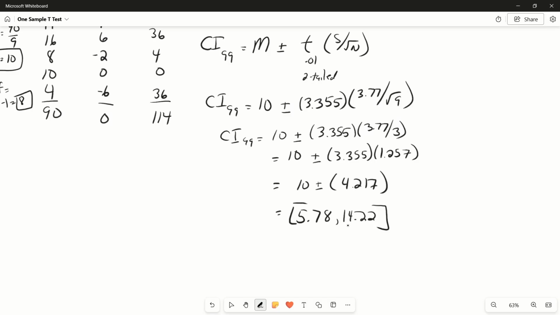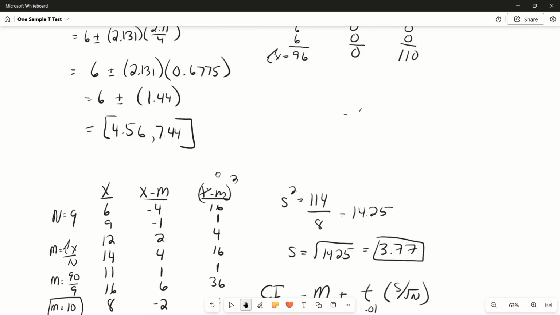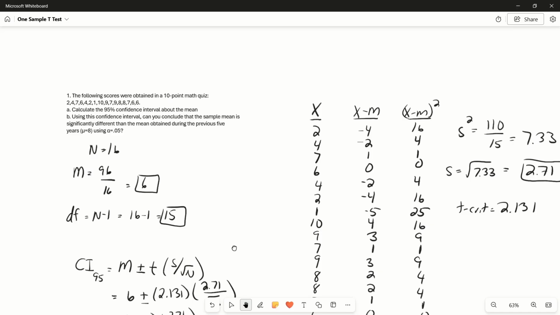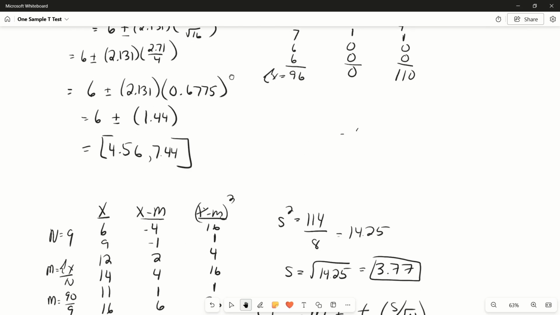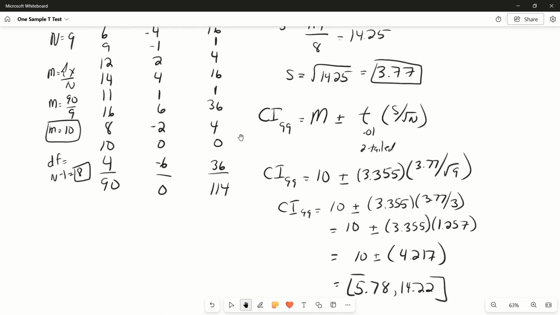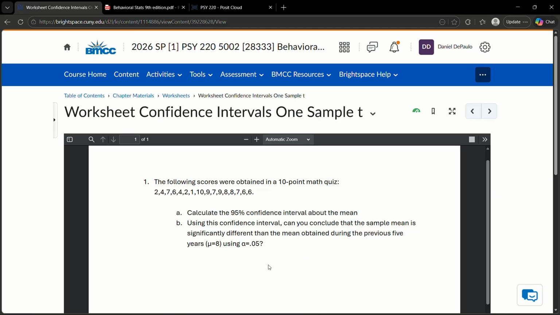So if a population mean is outside of this interval, then we have a statistically significant difference at the 0.01 level, two-tailed. So let's take a look. I'm comparing this to a mean of, well, this is the math. I didn't post this one. Oops, sorry about that. I didn't post the problem. The problem is right here, problem 2.